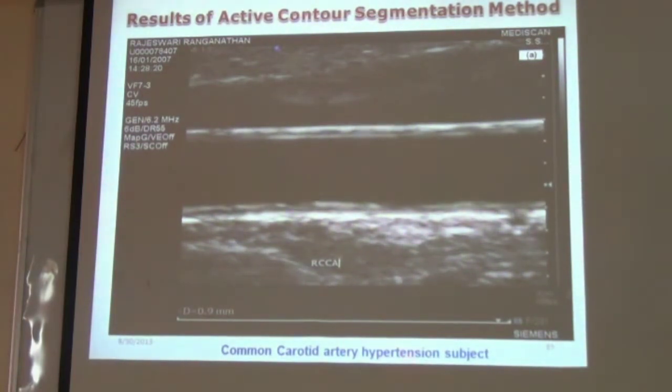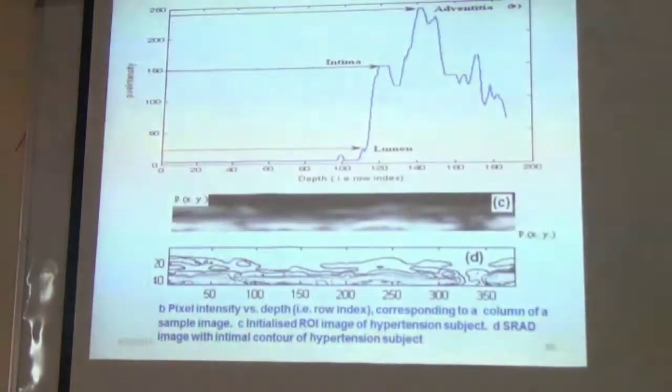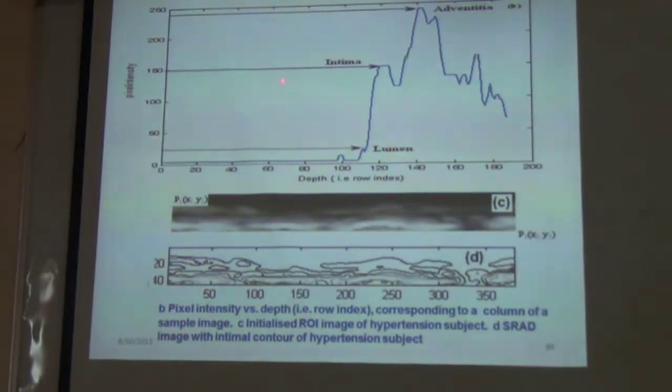This is in a common carotid artery hypertension subject. That same thing, you have to fix an ROI profile for this one. Here you are going to determine, see that one, the upper vertex and lower vertex. You are going to consider this band of information out of an overall image. Okay, the C picture shows the initialized ROI image of a hypertension subject. This is SRAD. What's that SRAD?